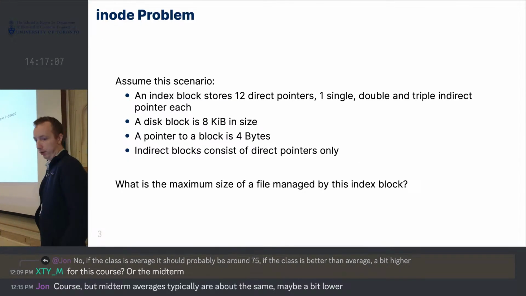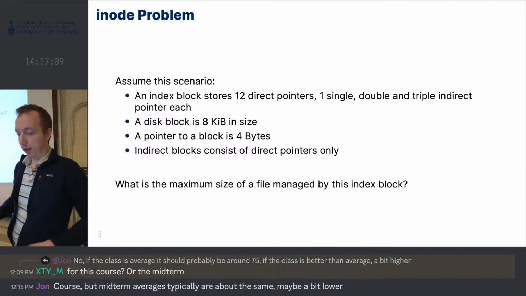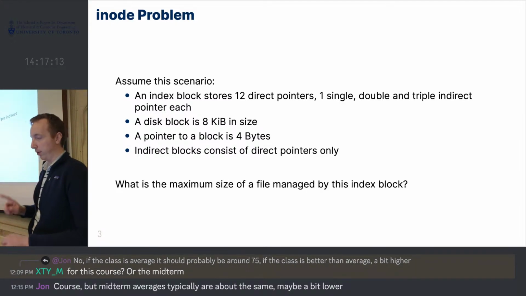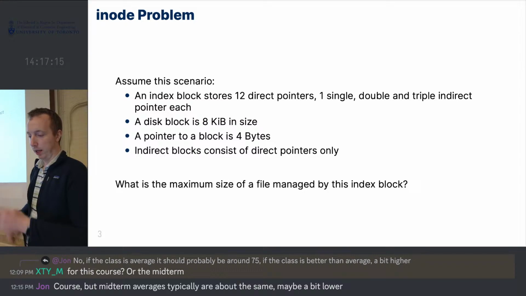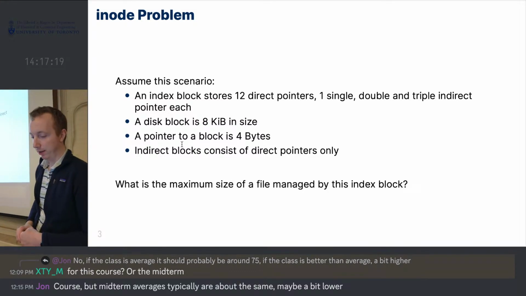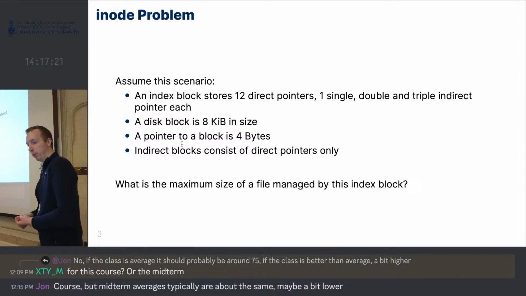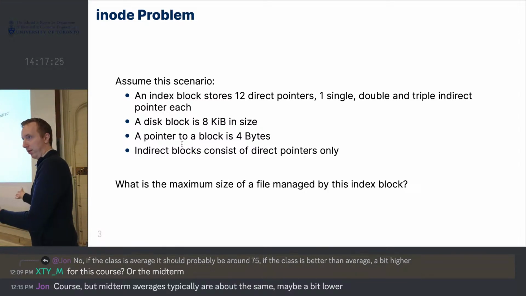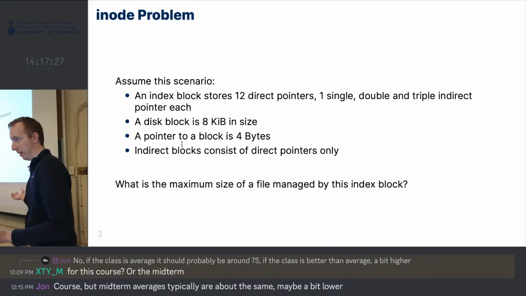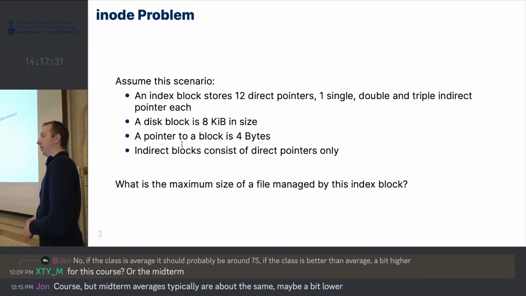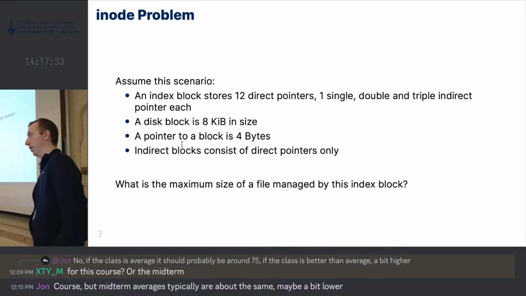So here's our inode problem. Our index block usually stores 12 direct pointers, one single, one double, and one triple indirect. If our disk block size is 8 kilobytes and a pointer to a block is 4 bytes, and indirect blocks only consist of direct pointers, with no metadata or anything like that, what is the maximum size of a file managed by this index block?